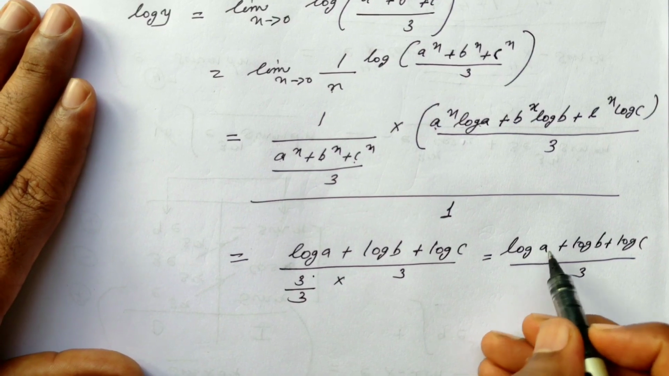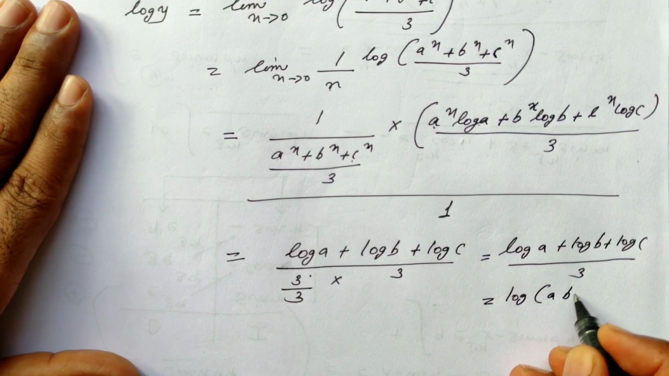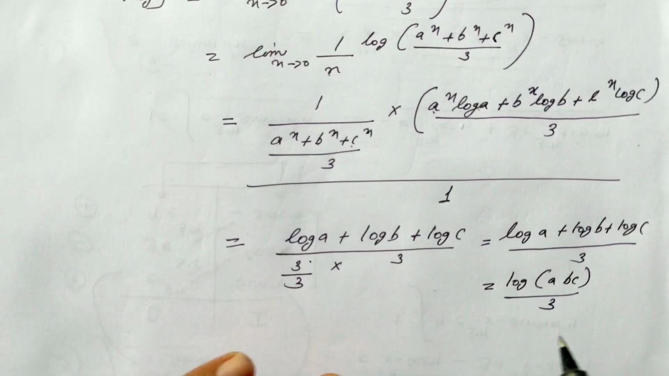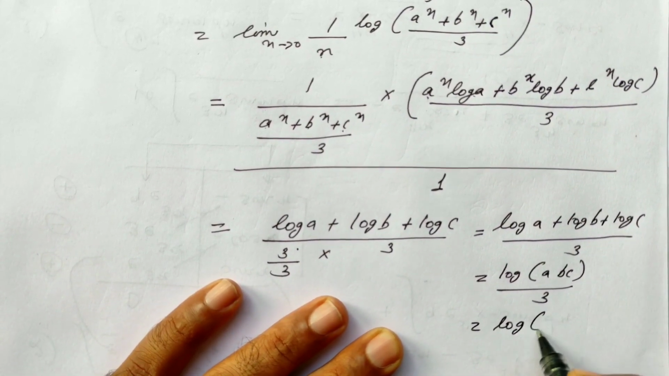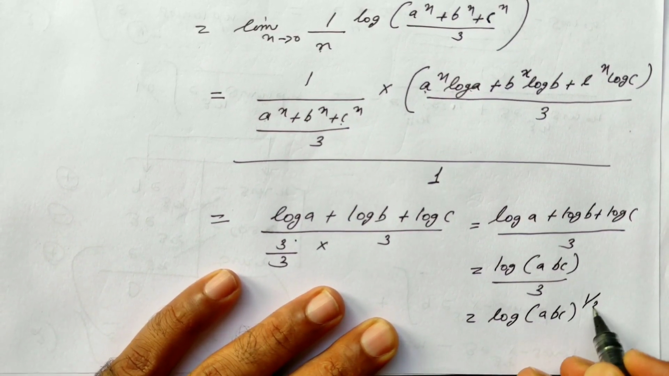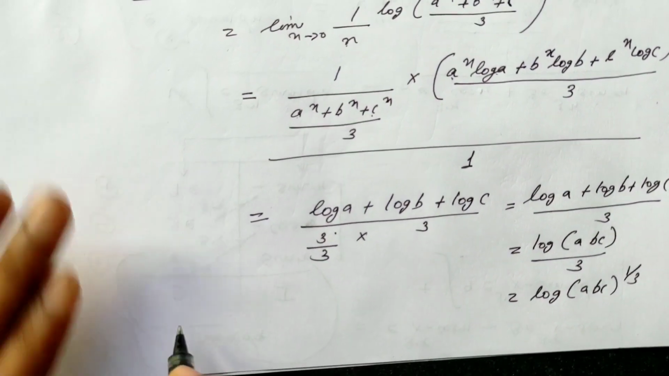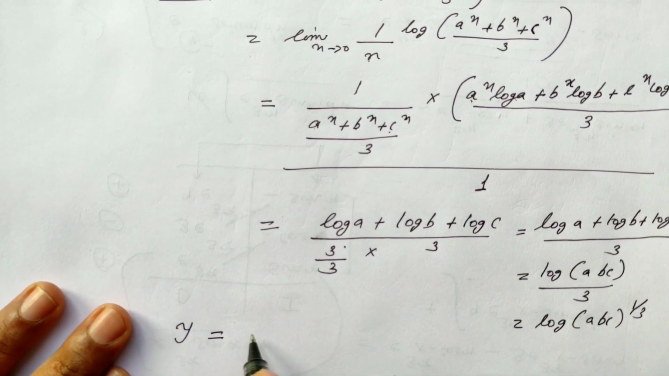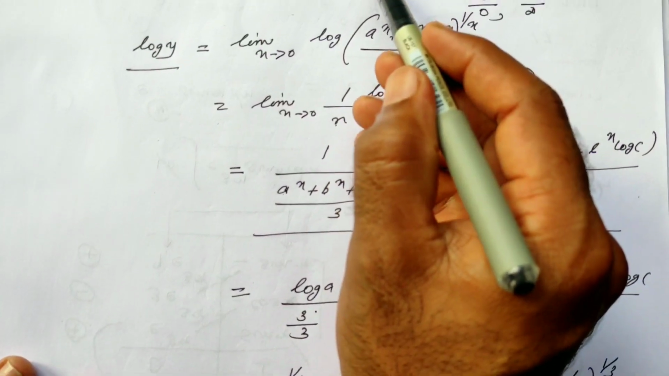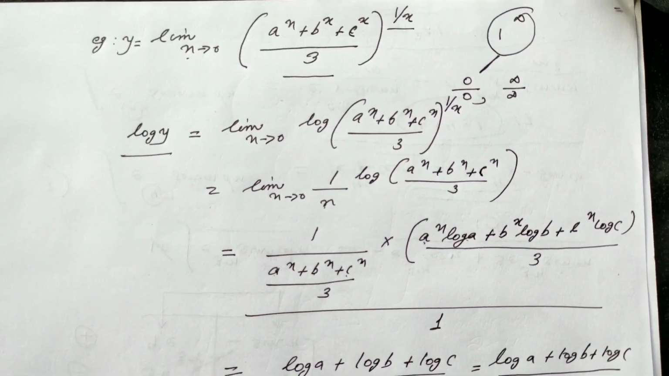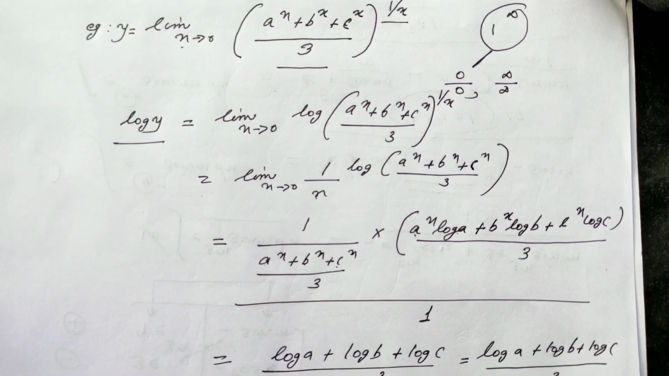We know log a plus log b plus log c is log of abc, divided by 3. This 1 by 3 becomes the power, therefore it is in the form log of abc raised to 1 by 3. And we got log y as log of abc raised to 1 by 3. Therefore the answer for the question y is abc raised to 1 by 3. This question is a typical example for the application of L'Hospital rule and it was asked in many exams like JEE and GATE also.